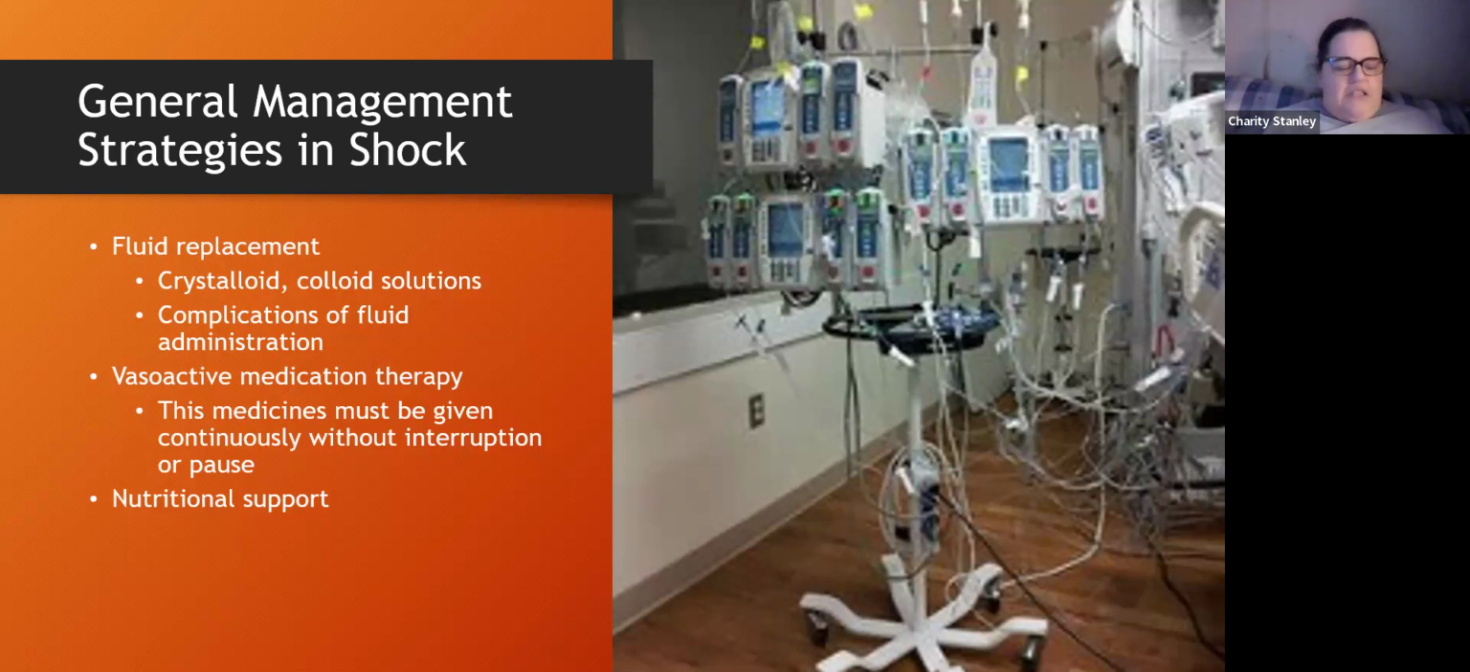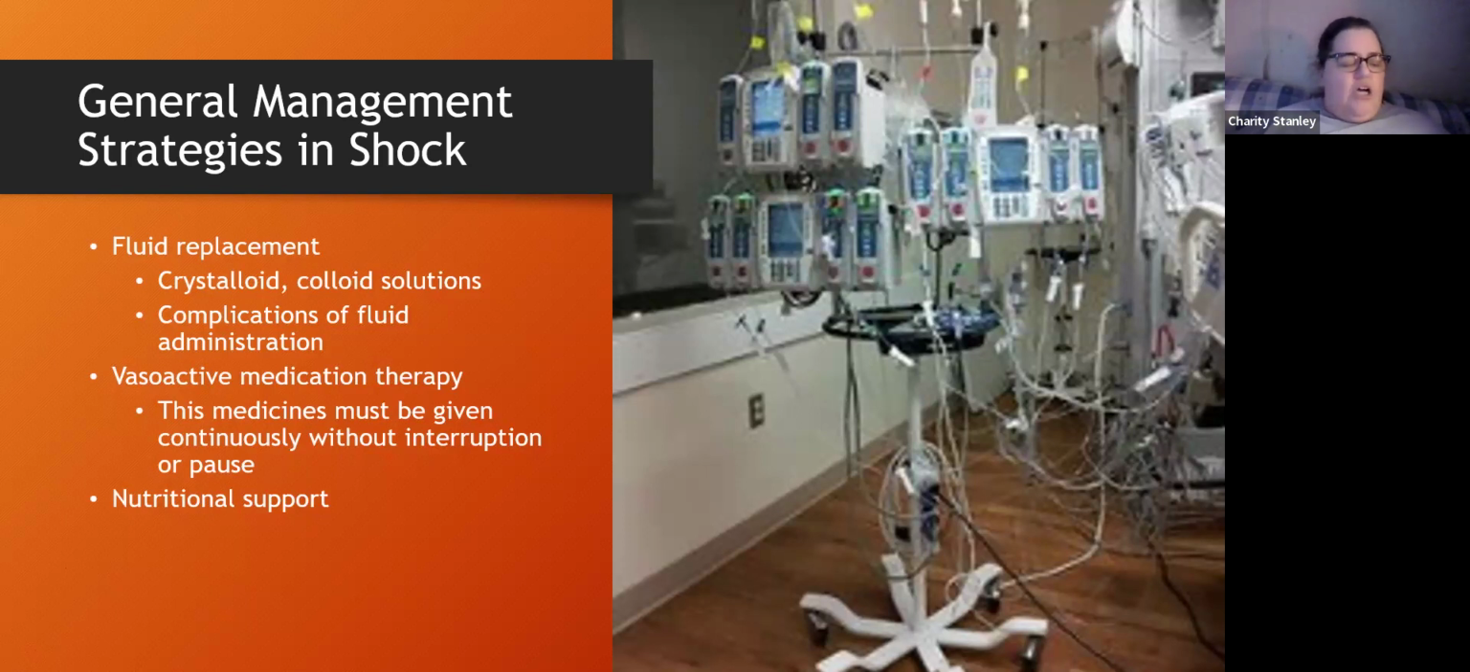So, fluid management, we want to give them crystalloid solutions. Okay. Crystalloid solutions are going to be things that have crystals dissolved in them. Sugar is a crystal, right? So D5 is a crystalloid solution. Salt is a crystal. Sodium chloride's a crystal. So that's a crystalloid solution as well.